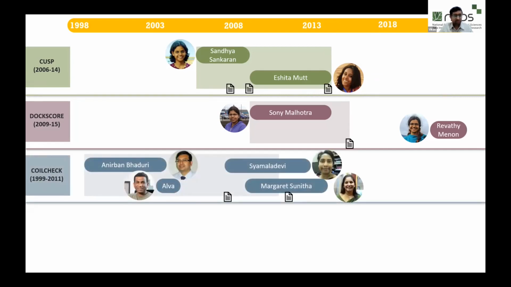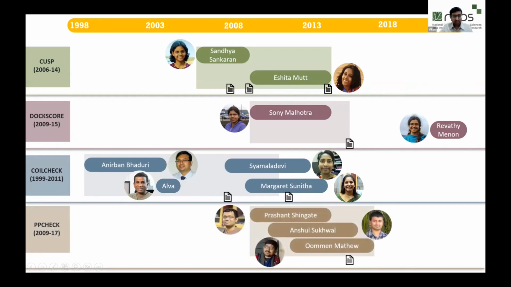Next, we also discussed coil check, another algorithm for coil proteins energy interaction. There are several players in this, such as Anirban Bhaduri, Vikram Alwas, Divya Samala Devi, and Margaret Sunita. And finally, that day, we also discussed another algorithm called PP check, which involves Prashant Shimte, Anshul Supwar, and Uman Matthew. This is an algorithm to calculate the electrostatic potentials in protein-protein interaction.